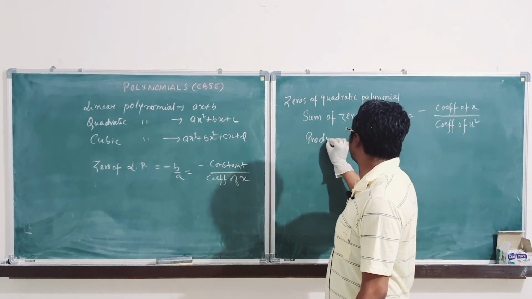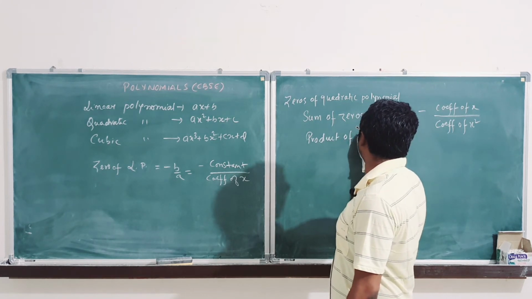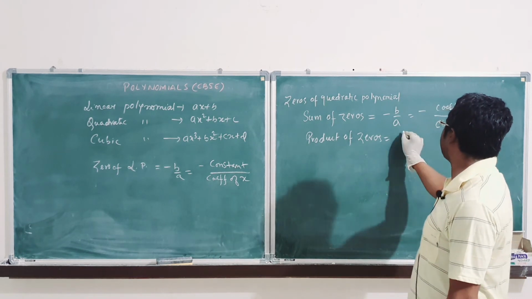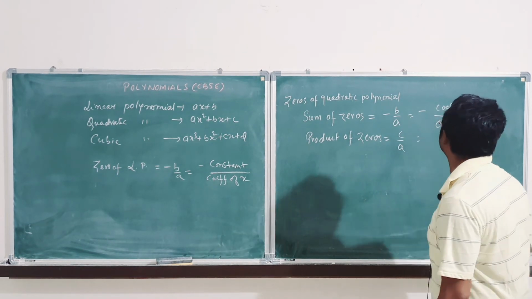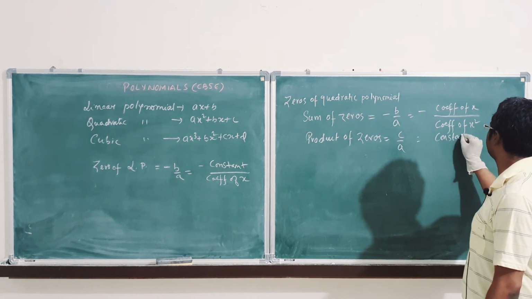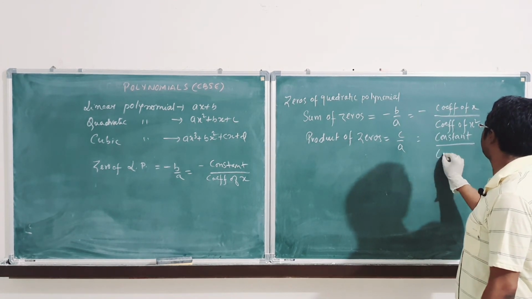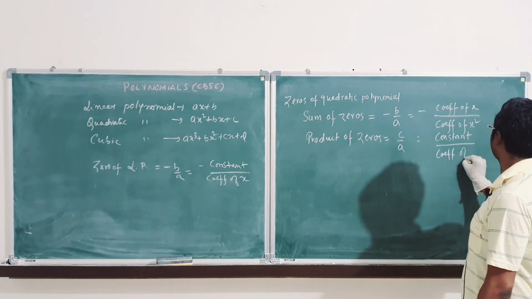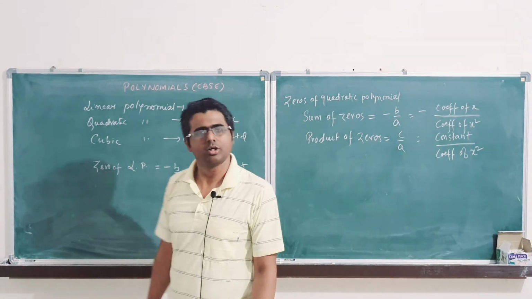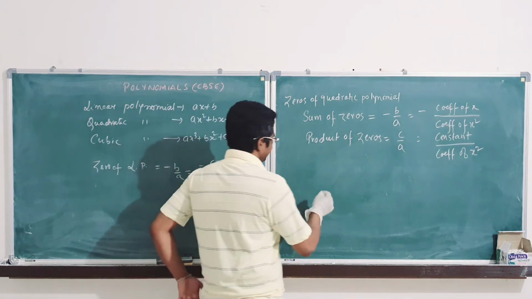Next is the product of zeros. This is also important. Product of zeros is equal to c by a, that is the constant term by, no minus over here, the coefficient of x square. So we will have to verify whether this is correct or not. So we will take an equation.